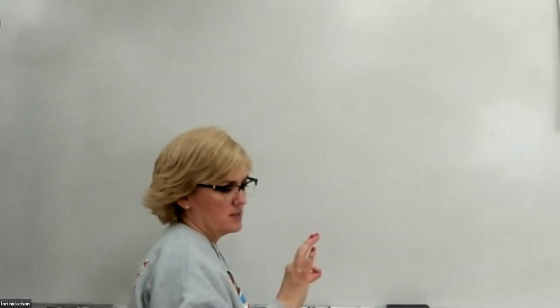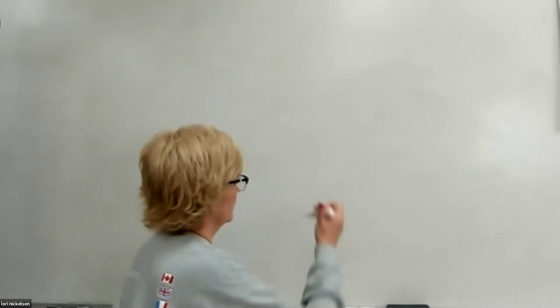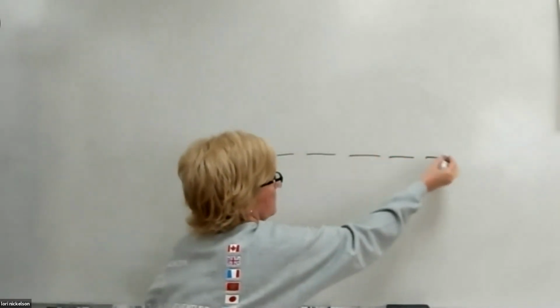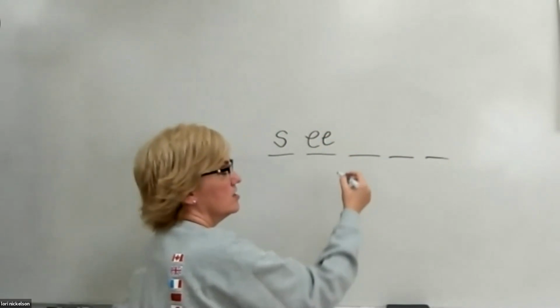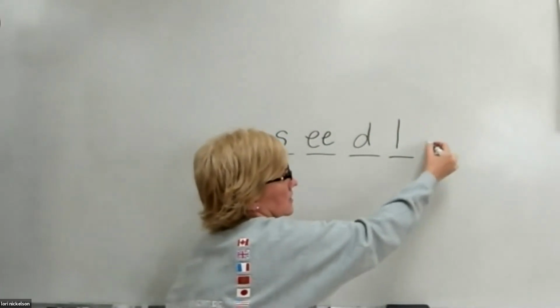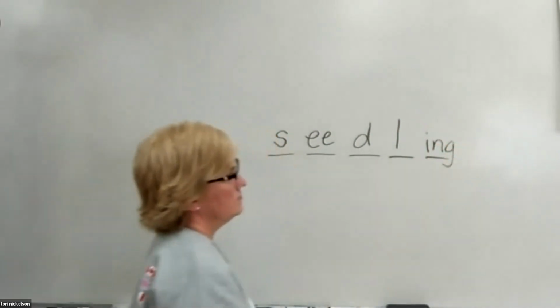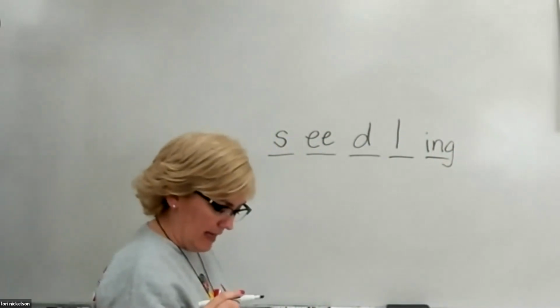Seedling. S-e-d-l-ing. I'm gonna have to do that with my fingers. S, E, D, L, ing. 5 sounds. So 1, 2, 3, 4, 5. S, E. So it's a double E. D, L, ing. Seedling. All right, let's do our next one.